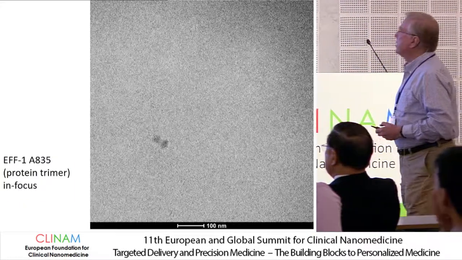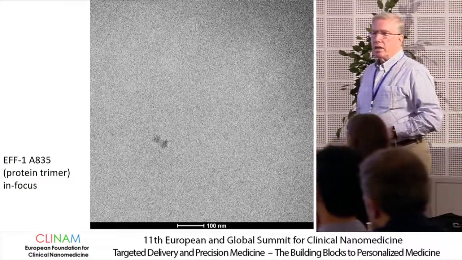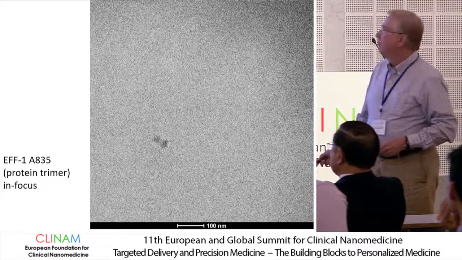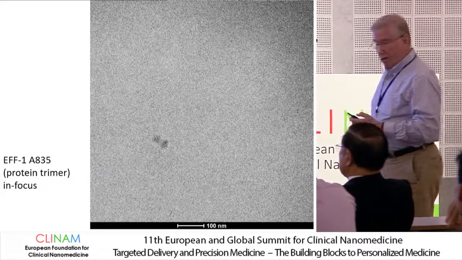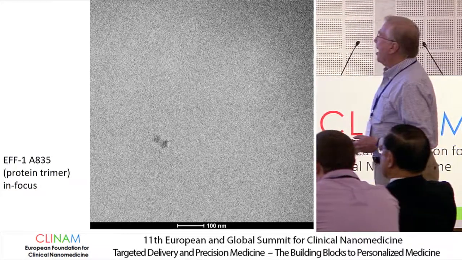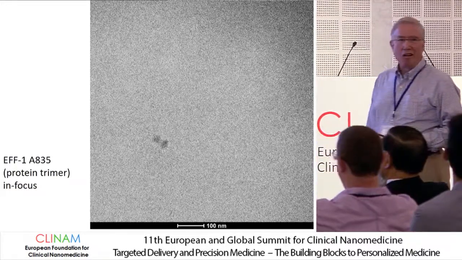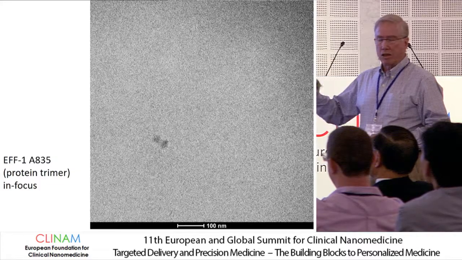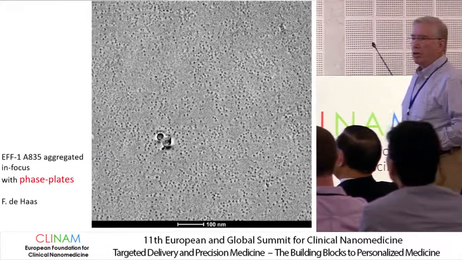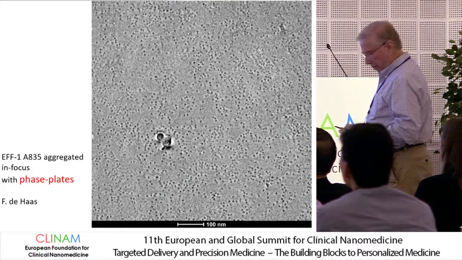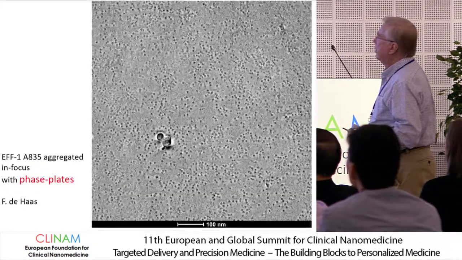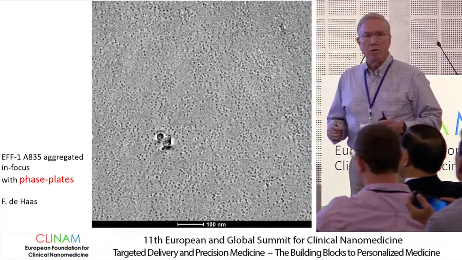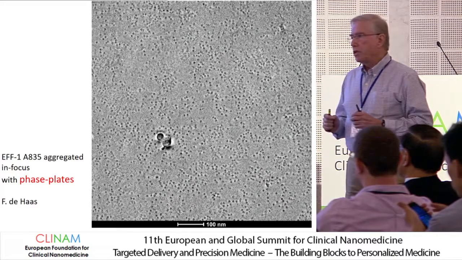Let me demonstrate this. What you see here is a very nice, clean, vitrified specimen of protein trimers. Can you see them? The correct answer is no. What you see here is just a little fleck of ice. However, when I turn on the so-called phase plates, which convert phase changes into amplitude changes, you are able to see it very nicely. You see, this is the same fleck. Let me go back. Invisible to the visible.